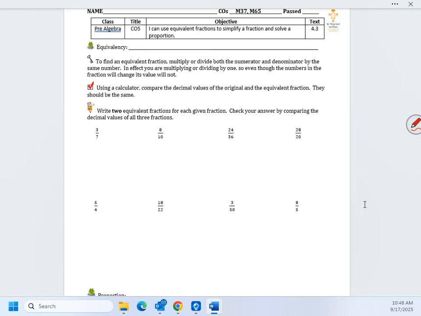So what does it mean to have equivalency? Equivalency is having the same value. So if they are equivalent fractions, once you simplify them down, they simplify down to the same amount. To find an equivalent fraction, you multiply or divide both the numerator and denominator by the same number. So it's increasing or decreasing the same amount. In effect, you are multiplying or dividing by 1, so even though the numbers in the fraction will change, its value will not. Okay, so the value is the same.